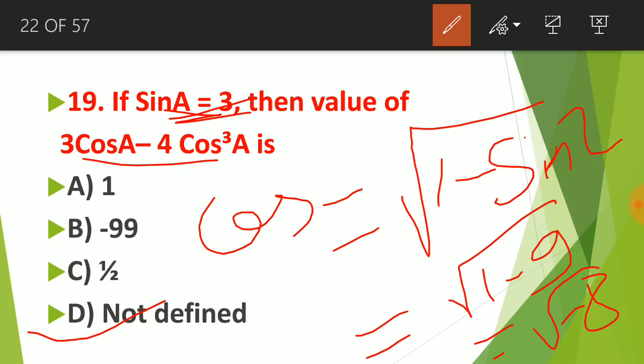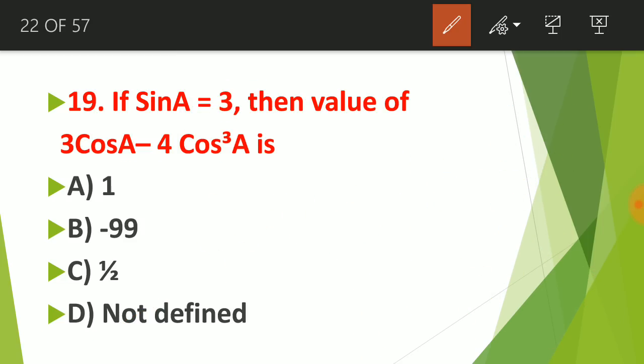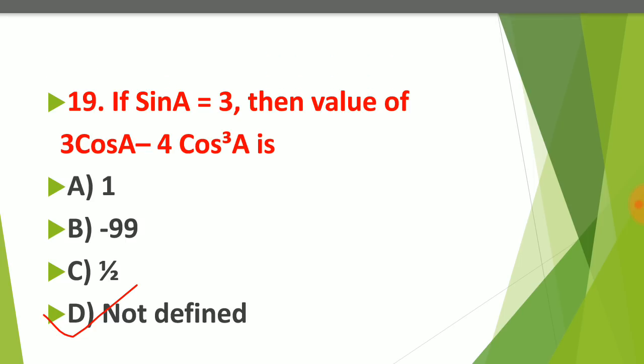Another way to see this question is, the value of sin A cannot be 3. The maximum value of sin A is 1. It cannot go up to 3. Because of that also, the answer will be not defined. We cannot calculate this value.